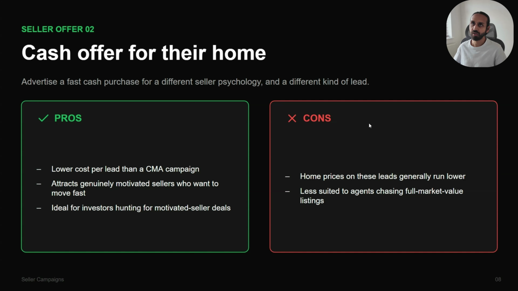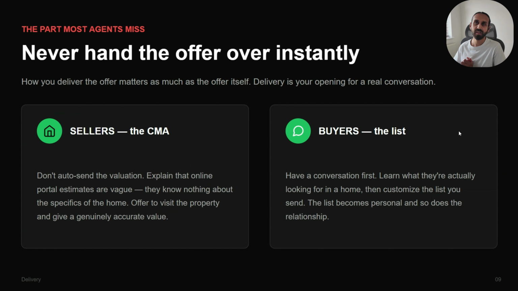But the cons of this campaign when it comes to offering a cash offer is that home prices on these leads generally run lower. It's less suited to agents chasing full market value listings. And the part that most agents miss is that they just send over the information and they never have a conversation with these people. So you never just want to hand over the offer instantly. How you deliver the offer matters as much as the offer itself.